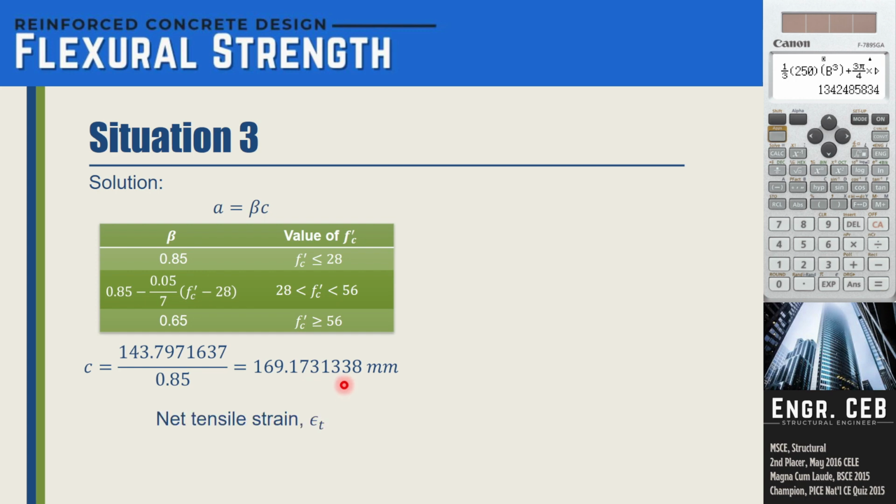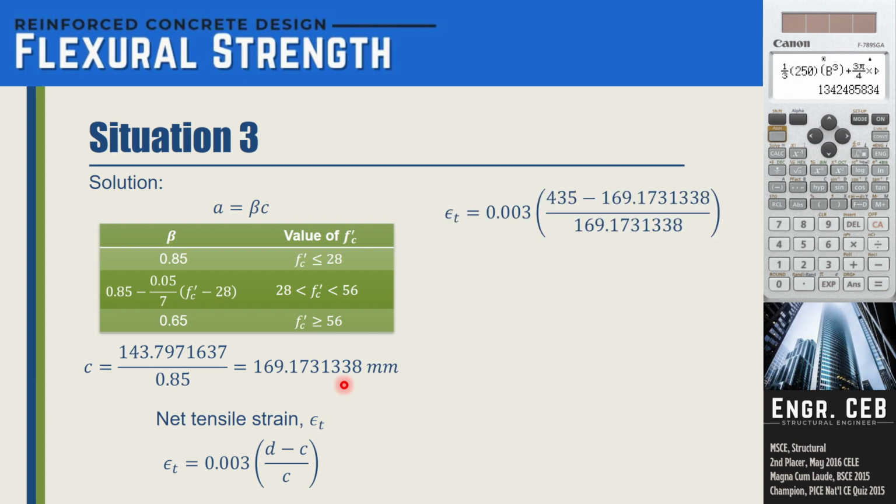So we can now compute the net tensile strain. When we say net tensile strain, this is the strain experienced by the steel, and its formula is 0.003 times d minus c over c. We just substitute the values that we computed. d is 435, c is 169.17.